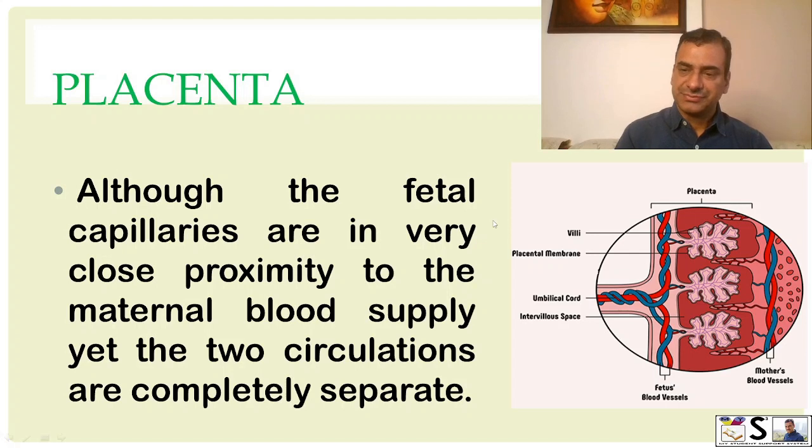This is the placenta, and you can see that this is the place where maternal blood is circulating, and these villi from the fetal blood circulate here, and exchange of gases and nutrients takes place. Then this blood goes towards the fetus through the umbilical cord. This is the basic structure of the placenta.